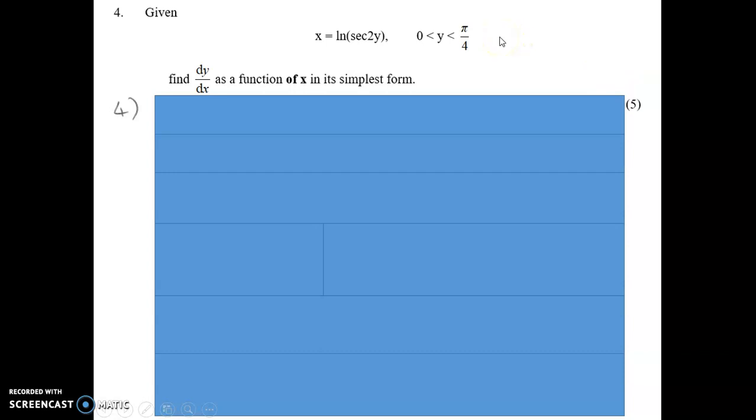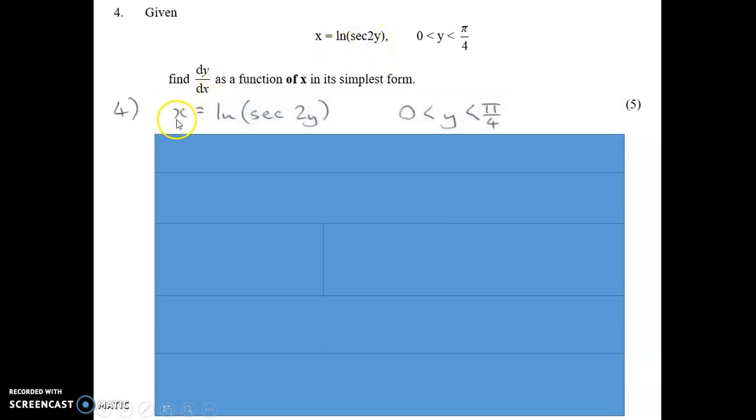Right, so here we've got question 4 from the CWC test. We've got a function here, x equals ln of sec y, and we are asked to find the derivative of that function in its simplest form. Notice that we need it as a function of x. At the moment we've got x as a function of y, so we're going to have to change things around a bit there.